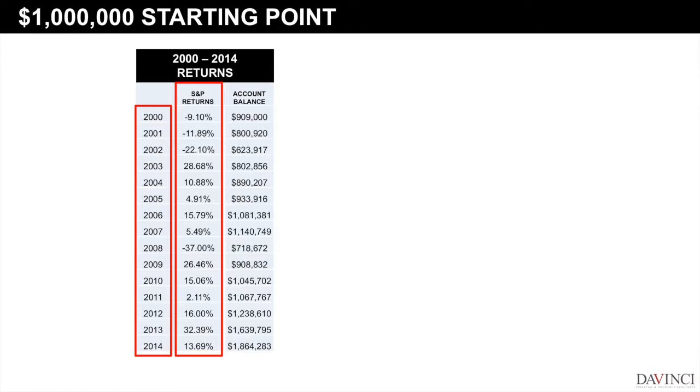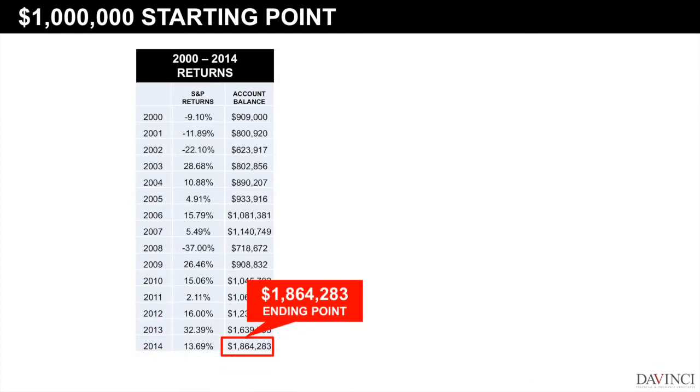So with a $1 million starting point, after this 15-year period, the client is going to end up with $1.8 million in his investment account. Okay, and the reason I'm showing you this period of time is that if you notice in this particular sequence of returns, it starts out with three negative market returns right off the bat: 2000, 2001, and 2002. Now here's why this is so important.